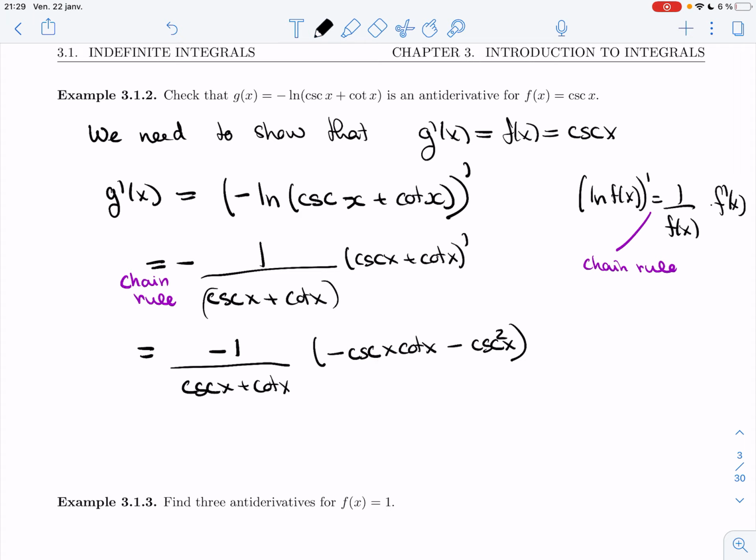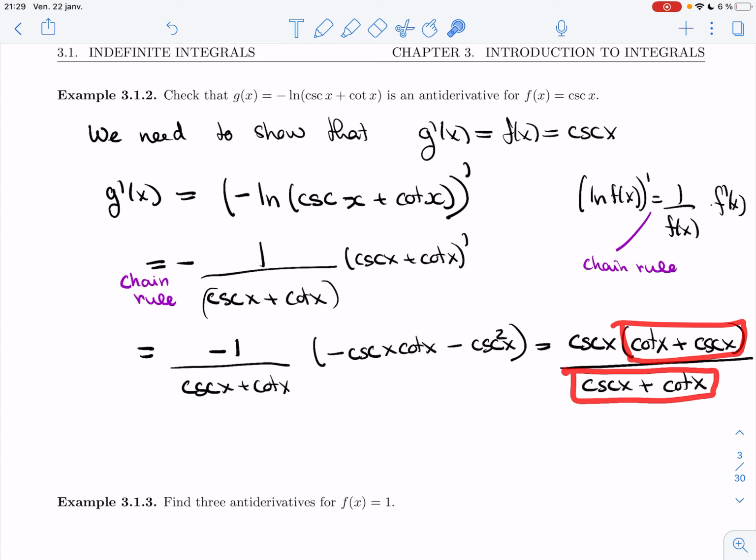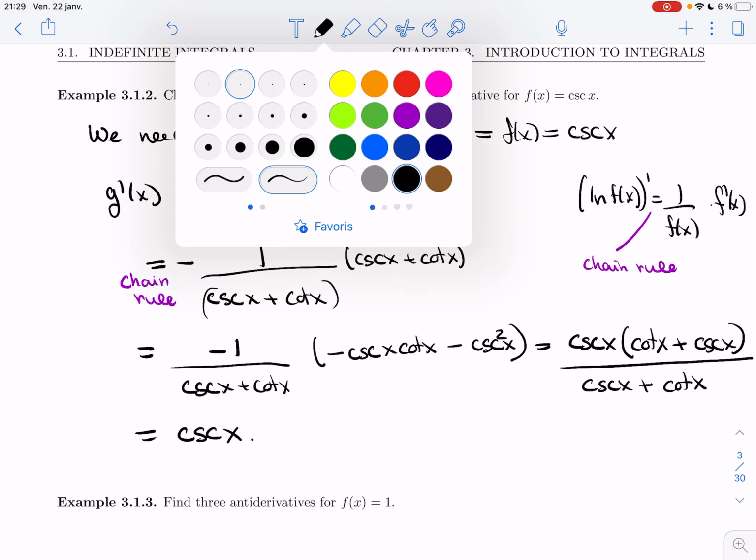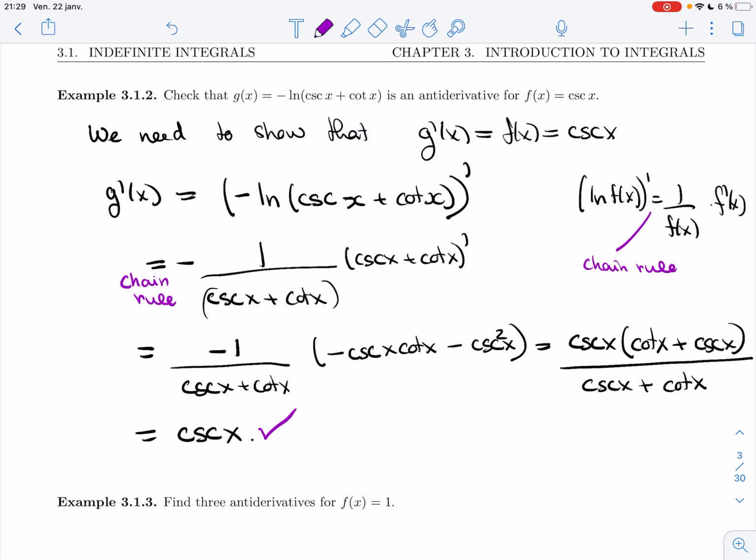I have cosecant in both. So I'm going to get cosecant of x. I have cotangent of x and cosecant of x left. But that turns out, almost magically, to be exactly what I have in my denominator. So this and this will cancel, and I'll be left with just cosecant of x. All right, so I showed that if I take the derivative of this, I get cosecant. So I did show what I was asked.